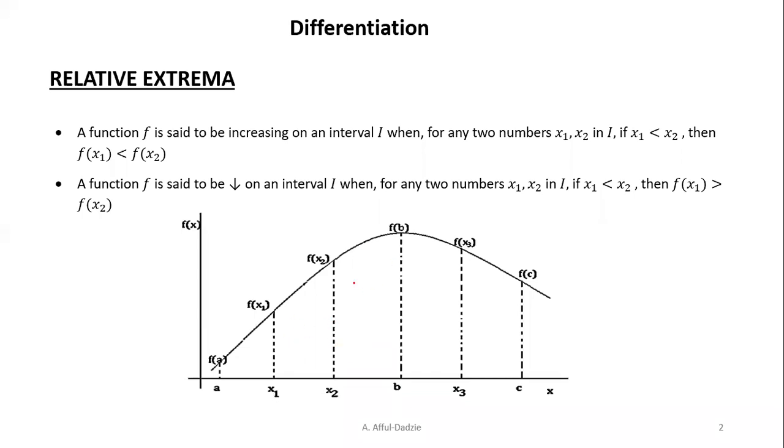Now, if we did the reverse, where we choose again an interval, x1 and x2, and x1 is less than x2, but function of x1 is greater than function of x2, then in that case we would assume that we are decreasing on that interval. This looks very obvious at the moment because it's a graphical representation, so you can easily see at what point we are increasing and at what point we are decreasing.